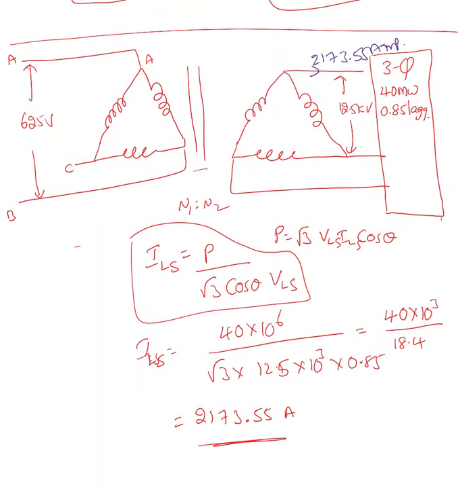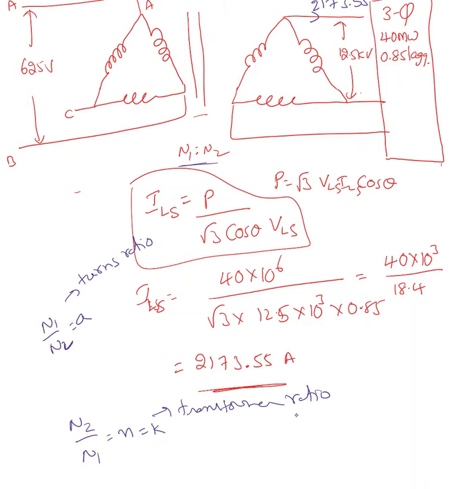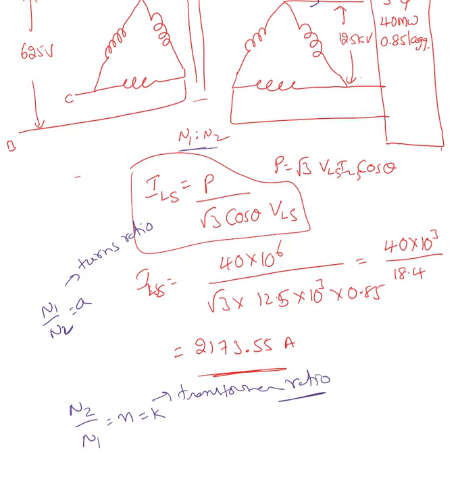Now he's also asking for the turns ratio. Actually, N2 over N1 is the transformer ratio. We indicate it with either N or K, and turns ratio is N1 over N2. We indicate it with A. This is turns ratio. This is transformer ratio. I always ask for transformer ratio, mostly not turns ratio.